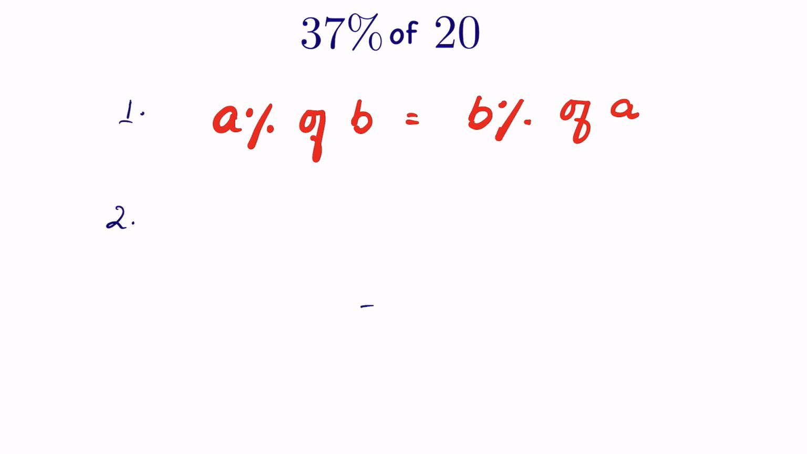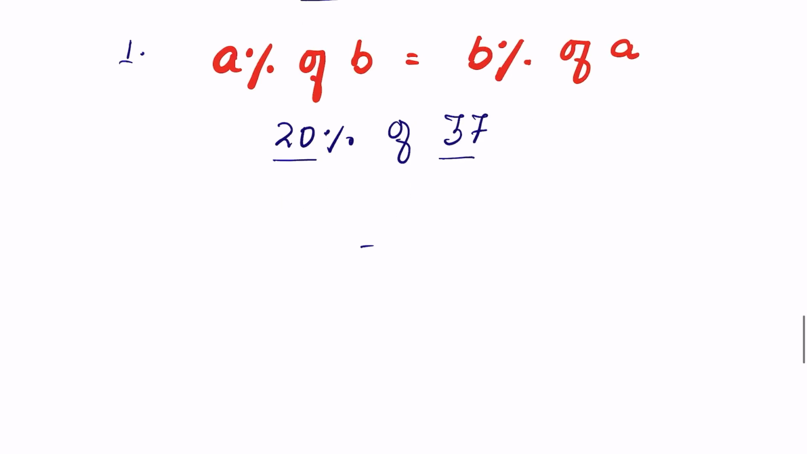Second trick is we divide the percentage into small chunks. Now here we have 37% of 20. So using this trick, A% of B, B% of A, we can write it as 20% of 37. What we can do, divide 20 into 10% plus 10%.